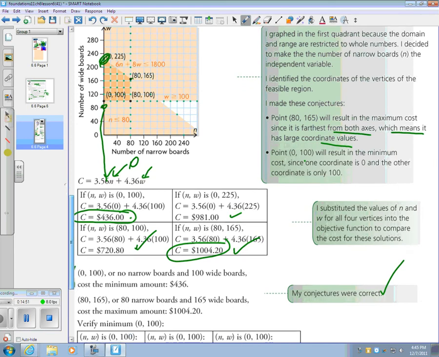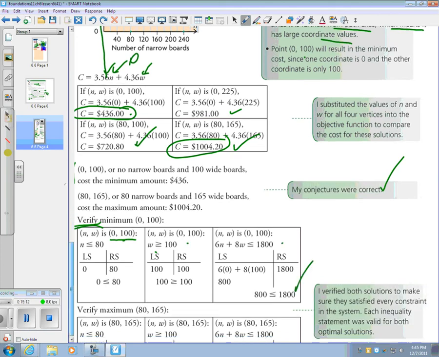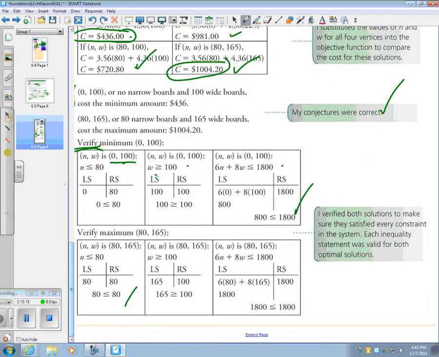So normally that's where we stop. But the new thing we're doing today is we're verifying. So they're taking that point 0 and 100, that minimum, and they're checking it in every single constraint and showing that it's true. Okay, so this is the new step, showing that it's true.